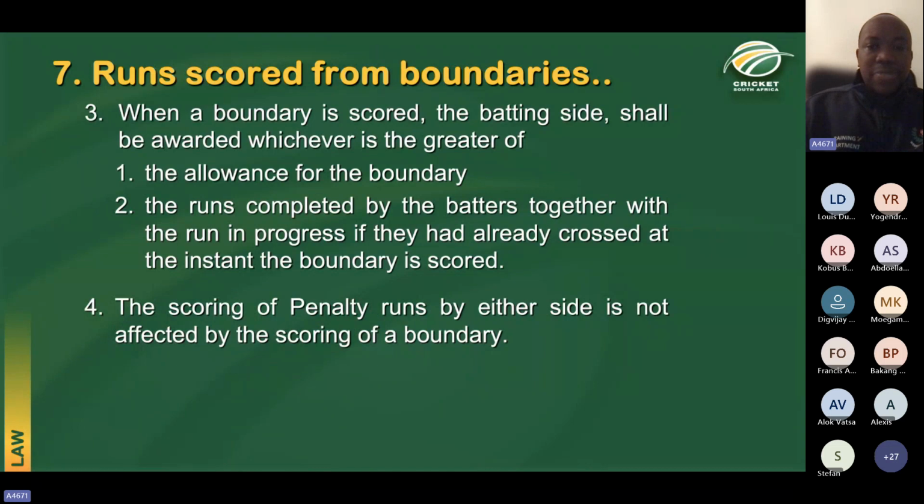The scoring of penalty runs by either side is not affected by the scoring of a boundary. So if there is a no ball or a wide or 5 penalty runs awarded to the batting side or to the bowling side, those runs will always count, and the boundary will also always count, unless, of course, what caused the penalty runs also caused the ball to become dead before the boundary was scored. Dula will expand more on dead ball later in this lecture.